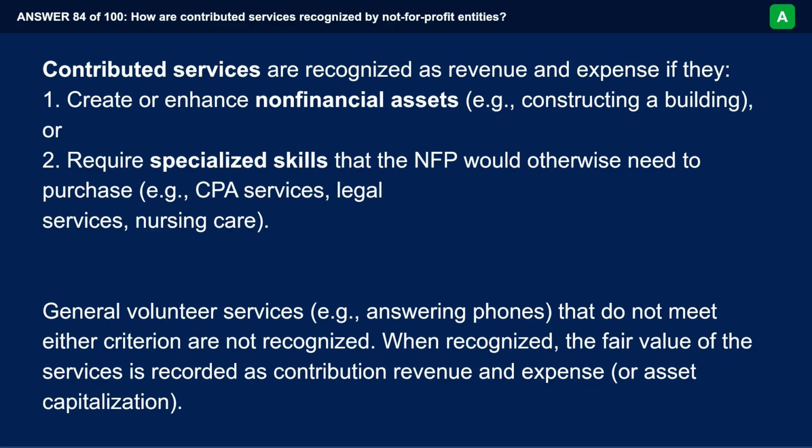Contributed services are recognized as revenue and expense if they 1. Create or enhance non-financial assets, for example, constructing a building, or 2. Require specialized skills that the NFP would otherwise need to purchase, for example, CPA services, legal services, nursing care. General volunteer services, for example, answering phones, that do not meet either criterion are not recognized. When recognized, the fair value of the services is recorded as contribution revenue and expense, or asset capitalization.